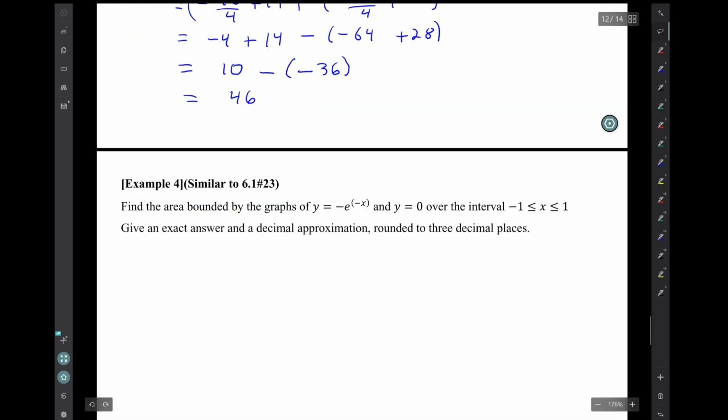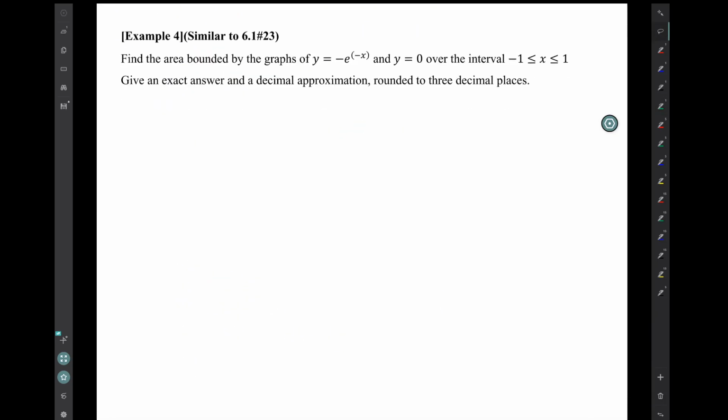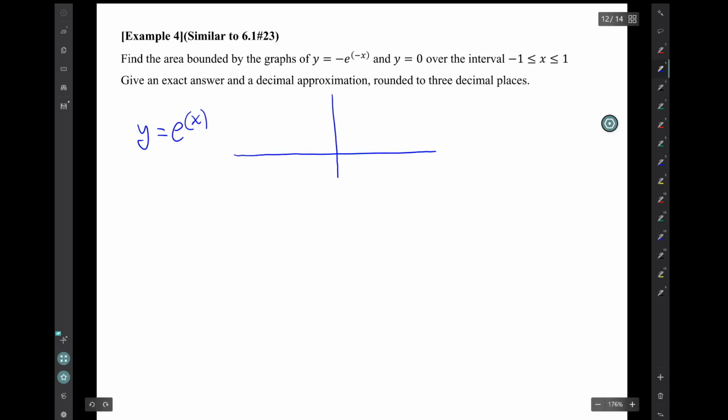Let's go on. Example 4. Find the area bounded by the graphs of y equals minus e to the minus x and y equals 0 over this interval. Give an exact answer and a decimal approximation. Well, we need to figure out the graph of y equals e to the minus x. We'll do that by doing two transformations of y equals e to the x.